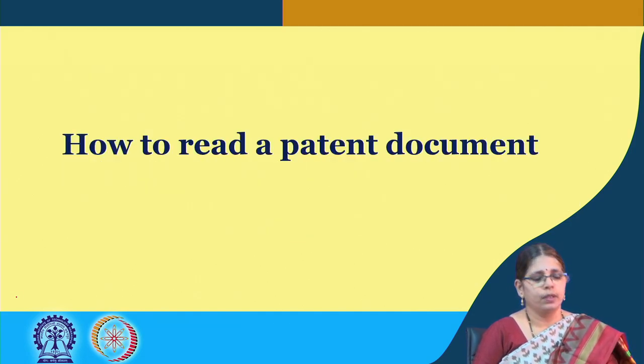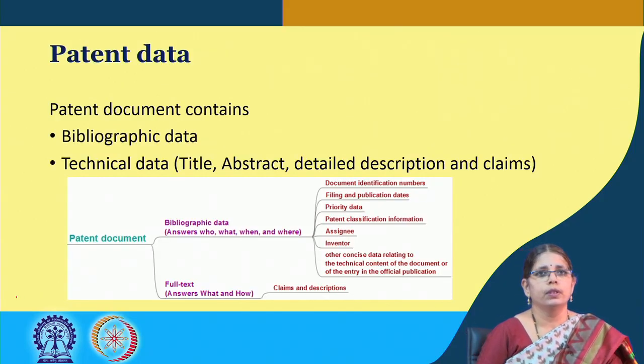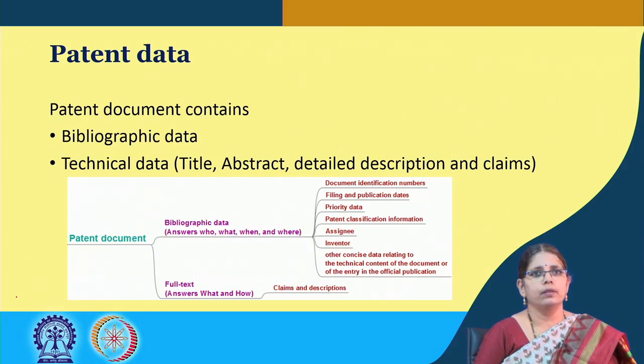Going on, let us understand the different aspects of the patent document. Every patent document essentially has two different types of data that are captured. One is the bibliographic data, the other is the technical data. Now, the bibliographic data is essentially the basic data in relation to the application, dates, who is the inventor, who is the applicant, whereas the technical data in relation to the patent is essentially about the invention and the details of the invention.